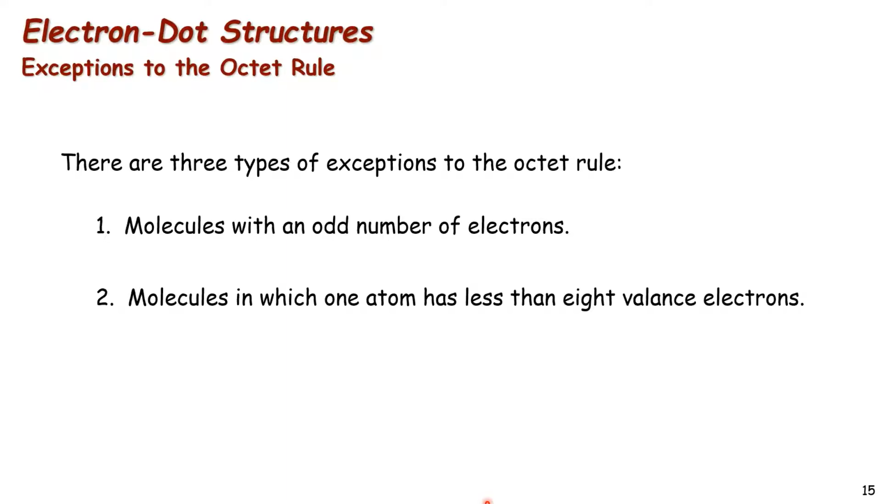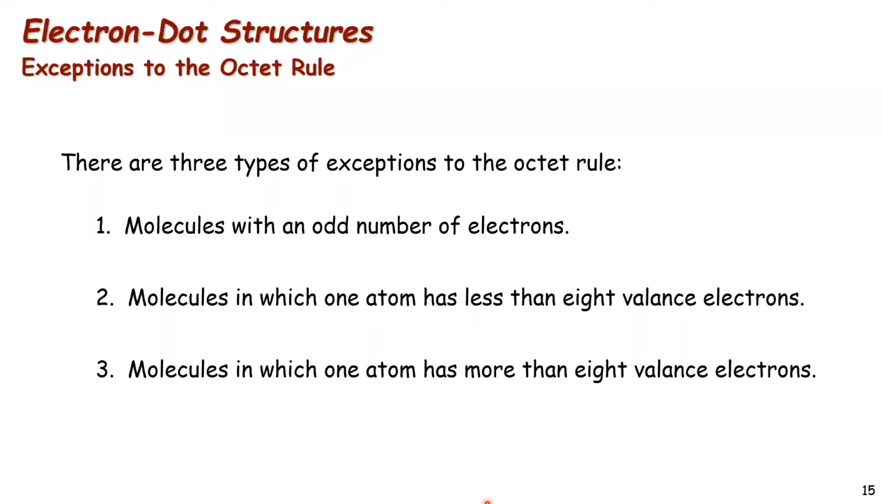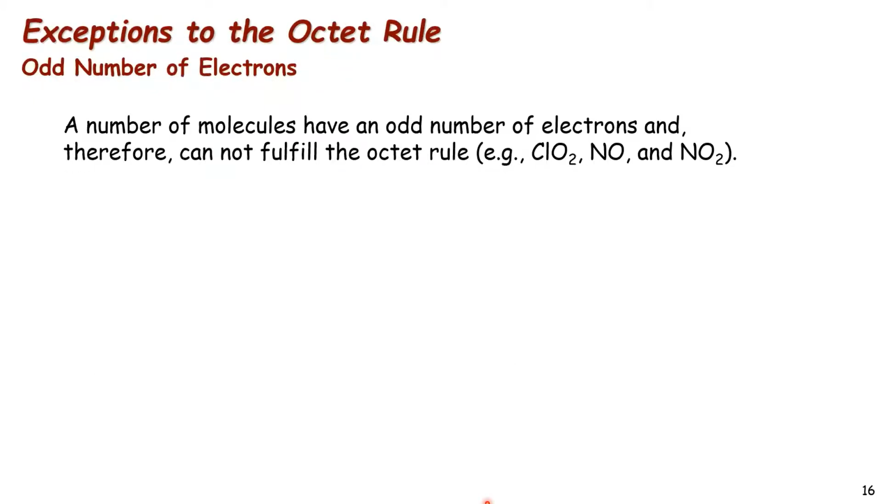Okay, let's talk about the exceptions to the octet rule. There's 3 types of exceptions. First, we could have molecules with an odd number of electrons, which means we're not going to have pairs. We're going to have molecules in which one atom has less than 8 valence electrons. And we're going to have molecules in which an atom has more than 8 valence electrons. So let's start with the odd number of electrons. Some molecules have no choice but to have an odd number of electrons. Examples would be carbon dioxide, nitrogen monoxide, and nitrogen dioxide.